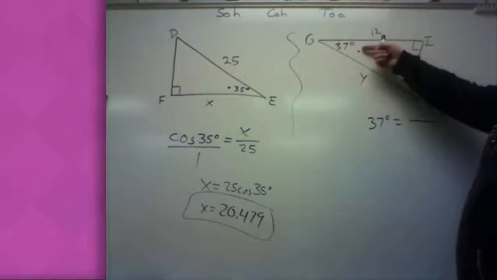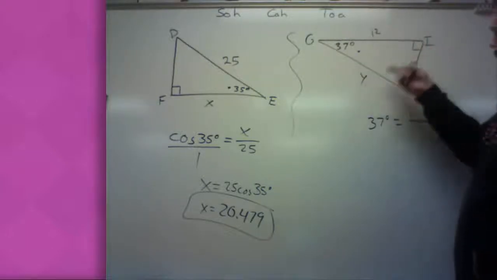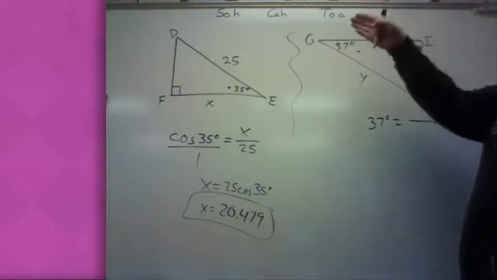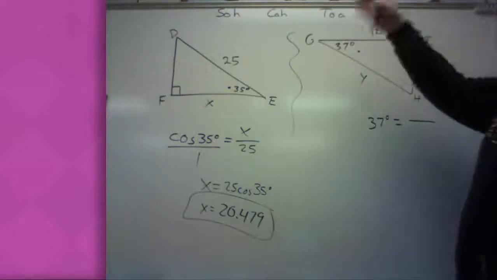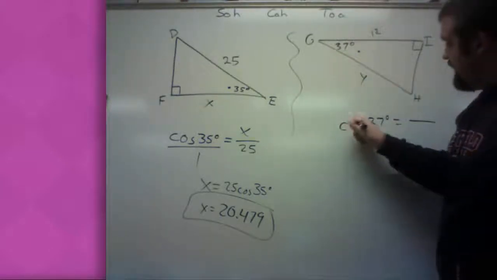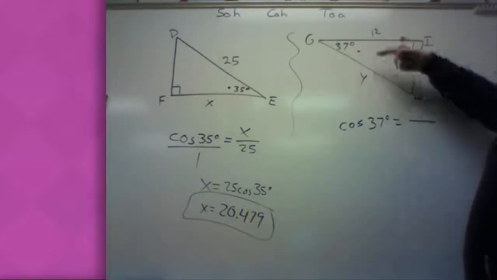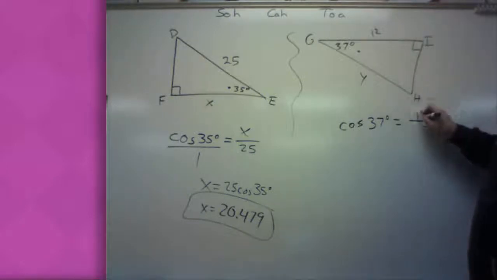Well, let's look. I'm given the adjacent leg and the hypotenuse. So adjacent, hypotenuse, A and H, CA, because that's SOHCAHTOA. So I'm using cosine. Right away I fill in cosine over here. A is first, so it goes on top. Adjacent leg is 12. The hypotenuse is Y, goes on bottom.